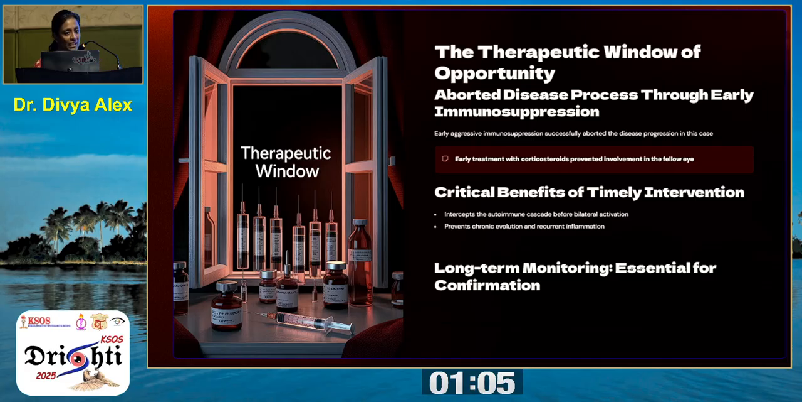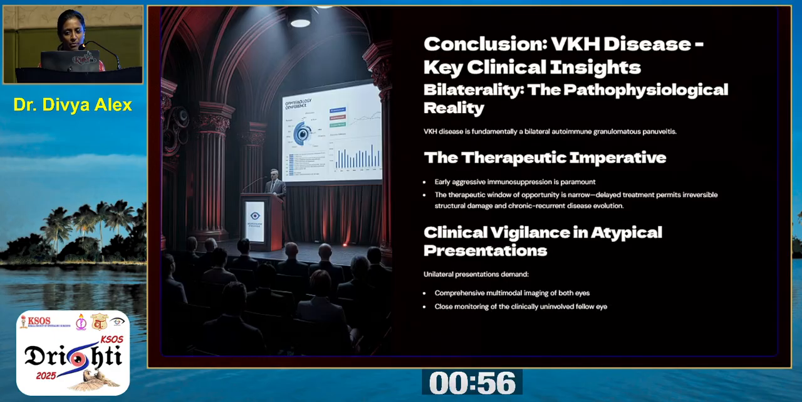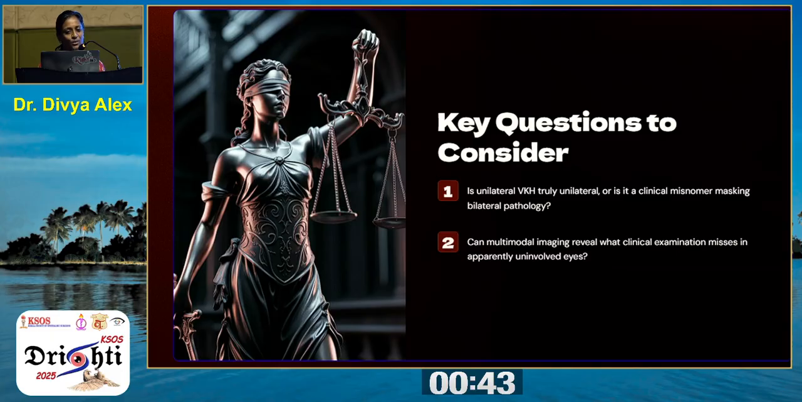There are a lot of case reports where unilateral VKH has again evolved with recurrent episodes of inflammation. So coming to a conclusion, in VKH the pathophysiological reality can be bilaterality, and early aggressive immunosuppression is paramount. So the key question is whether there is something like a unilateral VKH, or it is clearly a misnomer.